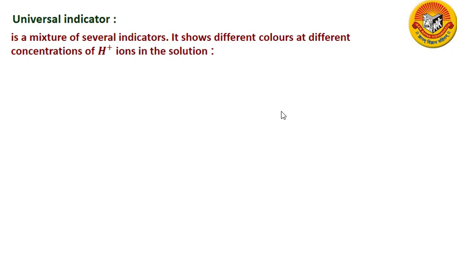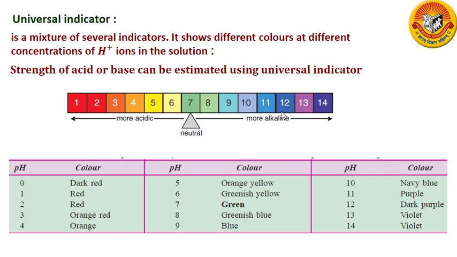The colors produced by universal indicator at various pH values are given in the chart below. Strength of acids or bases can be estimated using universal indicator. The color produced by universal indicator paper at various pH values is shown in the given chart. From the chart we can see that when it is more acidic, its color is red, and when it is a strong base, its color is blue.